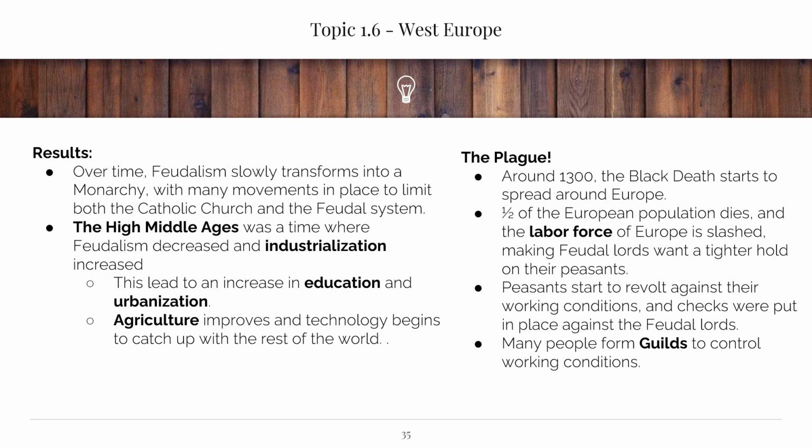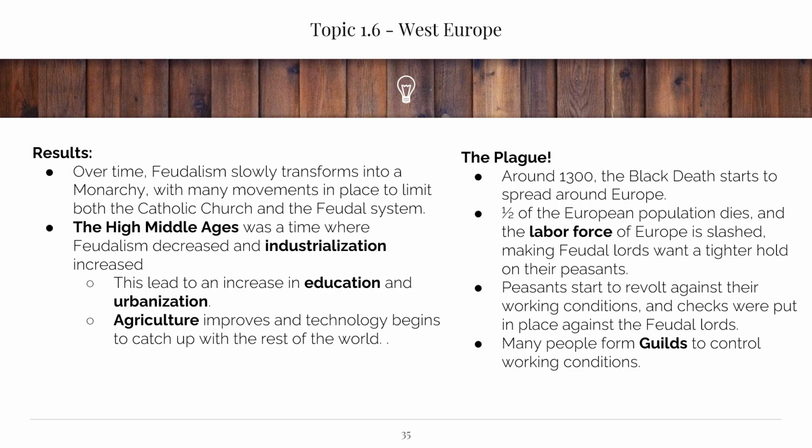Over time, feudalism slowly transformed into a monarchical system with many movements in place to limit both the Catholic Church and the feudal system. The High Middle Ages, and that's kind of where the story begins in Europe here, was a time where feudalism decreased and proto-industrialization will begin to increase. This led to an increase in education and urbanization. Agricultural improvements and technological improvements will help Europe begin to catch up with the rest of the world.